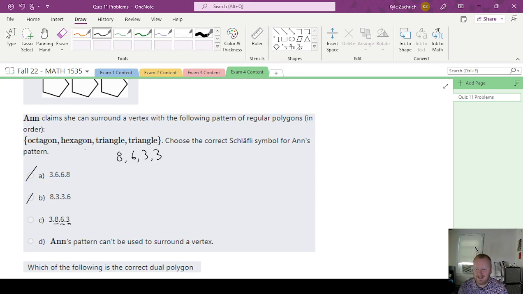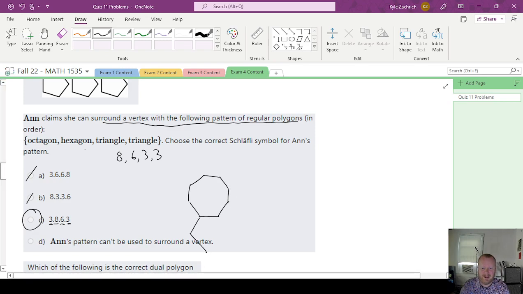This one is 8, 6, 3, 3. I'm not gonna fill this one in yet because it turns out this one actually, even though it represents this Schlafly symbol. The claim is that she can surround a vertex with the following pattern of regular polygons, right? So if I crudely draw, here's what an octagon looks like, and then I'll put my hexagon down here, and then a triangle, it seems like they would fit, right? It's possible that they would fit, but we need all of these angles to add up to 360 degrees, right? So let's see, 8, 6, 3, 3.